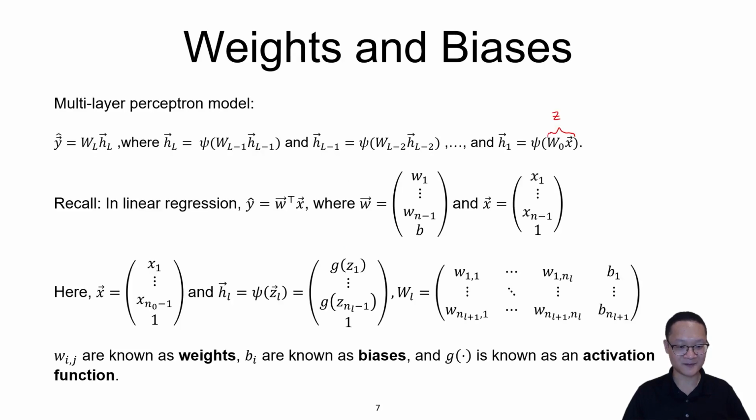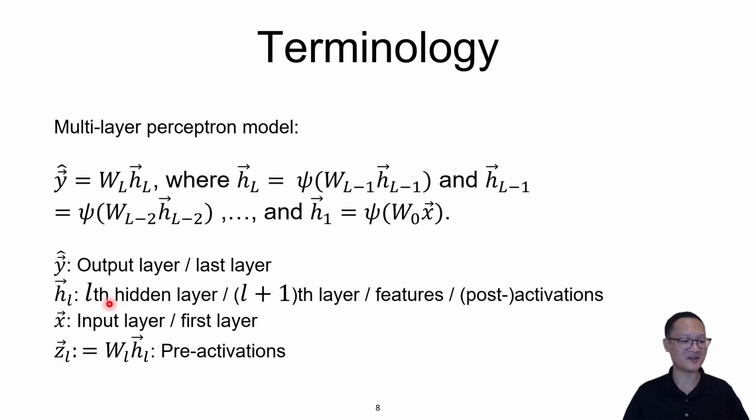And the psi function is basically applying the function g, called the activation function, to all the components except for the last one. Okay, so many different names for hl: lth hidden layer, l plus 1th hidden layer, features, post activations. And then the z's that we were talking about, which is wl, hl. So that's what you get before you apply the function psi. They're called pre-activations.